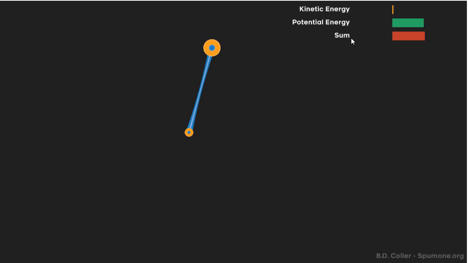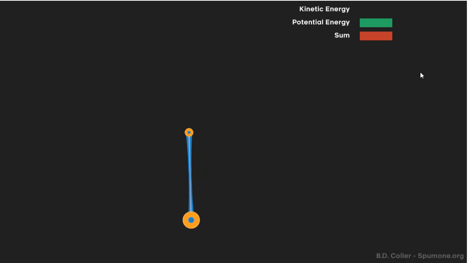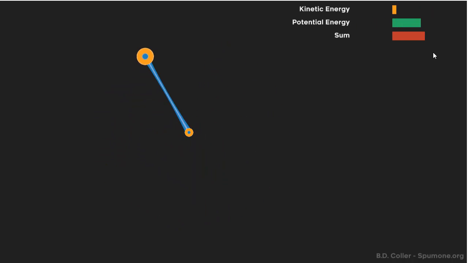So here's that potential. There goes the potential. It's being exchanged for the kinetic, but the total energy, the red bar, remains the same. Right? If I just have the kinetic energy, the sum is this. If I just have the potential, the sum is that, right? But when I add them both together, yeah, that's constant. That's what we see.